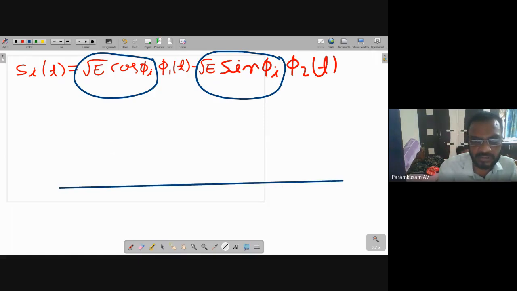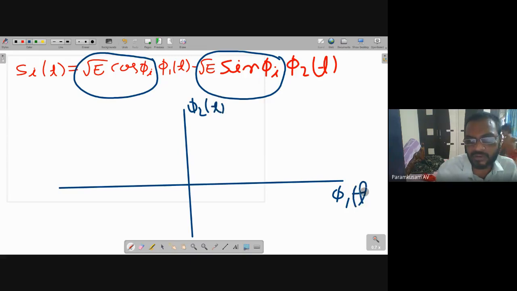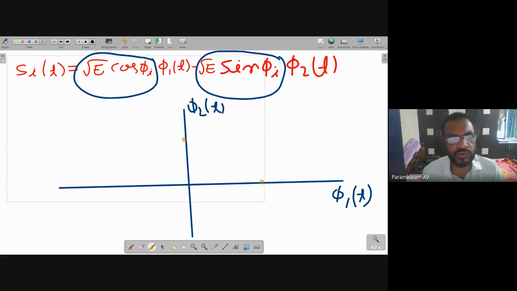ఇప్పుడు మన యాక్సిస్ డ్రా చేద్దాం. ఇది φ1(t) అనుకోండి, ఇది φ2(t) అనుకోండి. √E cos φi అండ్ √E sin φi. √E cos φi అన్నది ఒక వాల్యూ ఇక్కడ ఉన్నది, √E sin φi అన్నది ఇక్కడ ఉన్నది అనుకోండి. దీని రేడియస్ ఎంత అవుతుంది? (√E cos φi)² + (√E sin φi)² ఎంత అవుతుంది, రేడియస్?